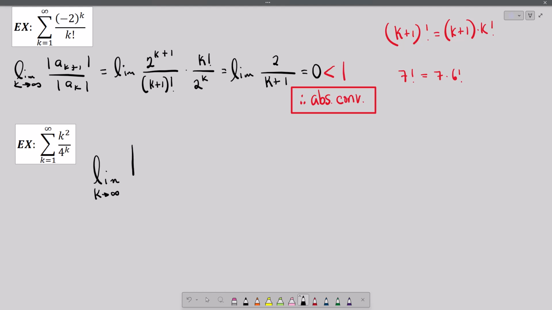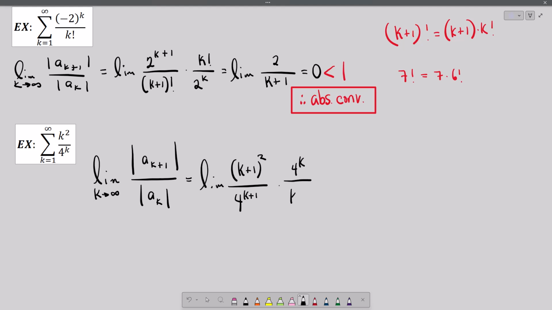So the absolute value of a sub k plus 1 divided by the absolute value of a sub k. The limit of the ratio of consecutive terms. A sub k plus 1 is k plus 1 squared divided by 4 to the k plus 1. We don't even need to think about absolute value in this case because everything's positive already. So we get that.